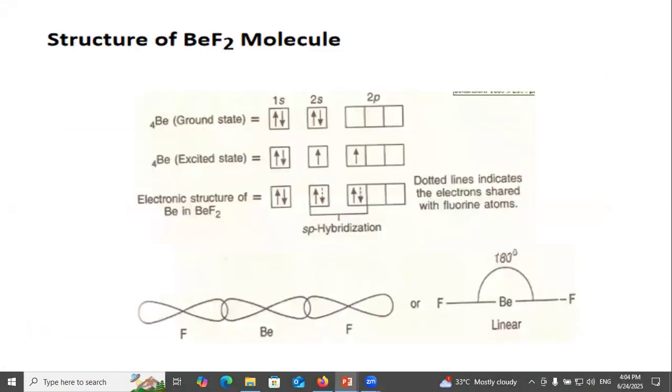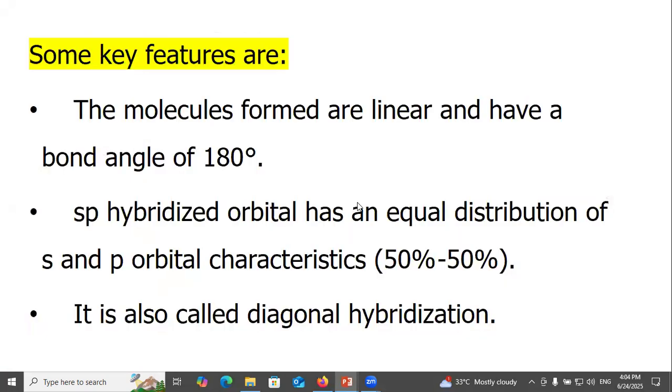Structure of beryllium difluoride molecule. In this case, beryllium has a ground state and an excited state. One electron from the 2s orbital is excited to the p orbital, giving sp hybrid orbitals. In the case of beryllium difluoride, the fluorine atoms come in these hybrid orbitals.